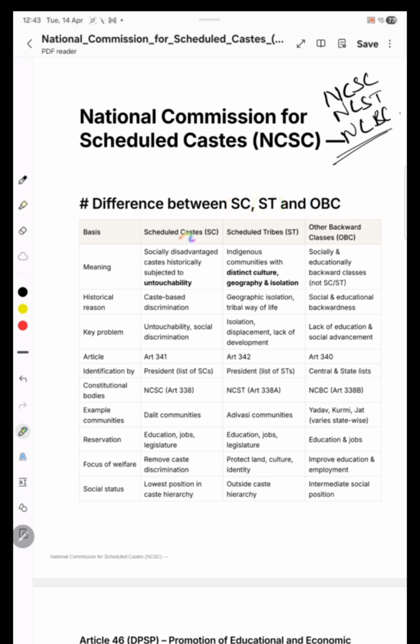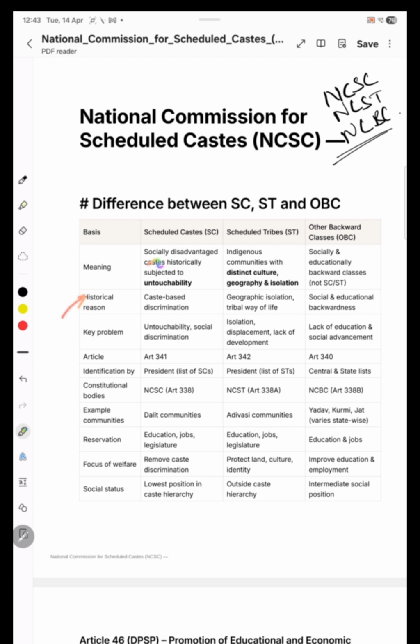Scheduled Castes are socially disadvantaged castes historically subjected to untouchability, right? So those are the Scheduled Castes. Scheduled Tribes are the indigenous communities with distinct culture, geography and isolation. And Other Backward Classes are socially and educationally backward classes. Okay, so they are not SC and ST.